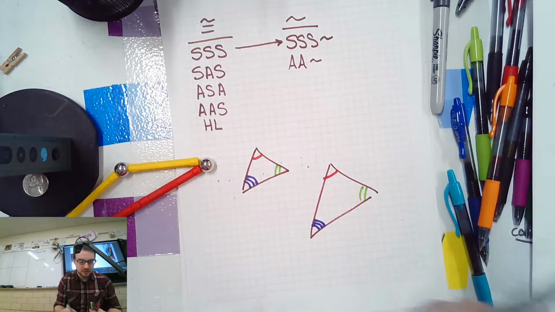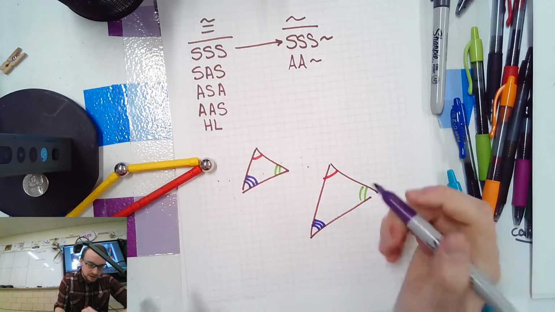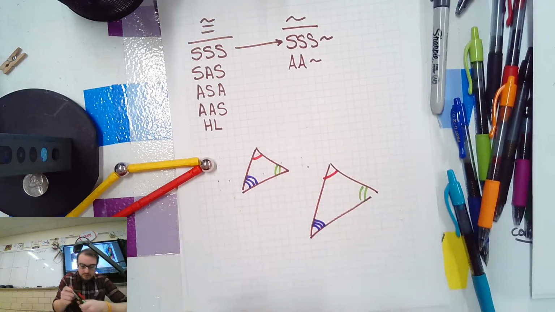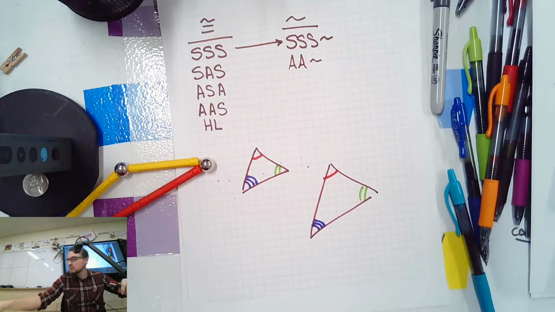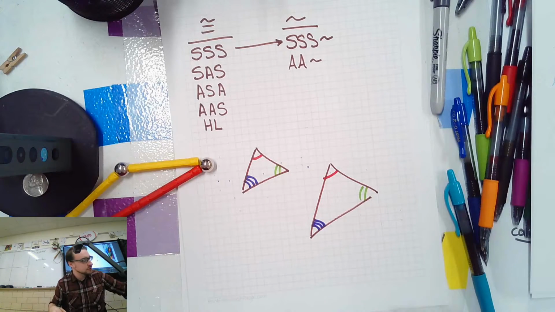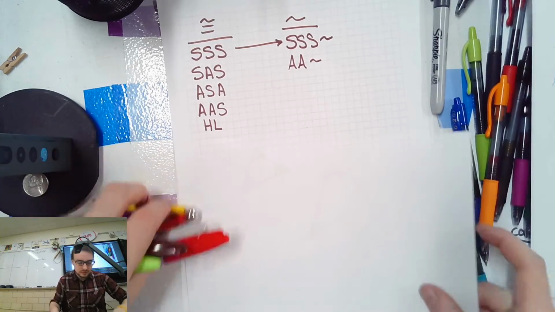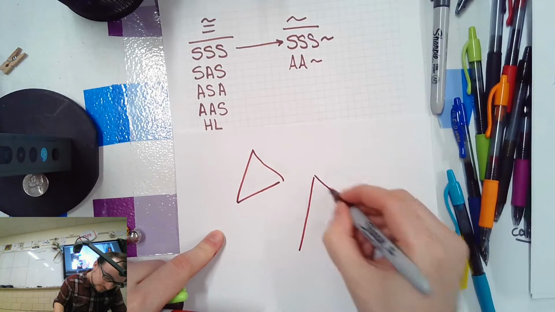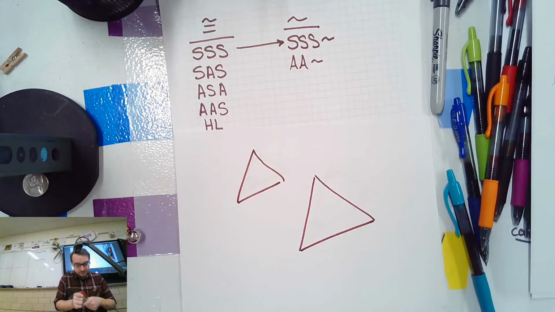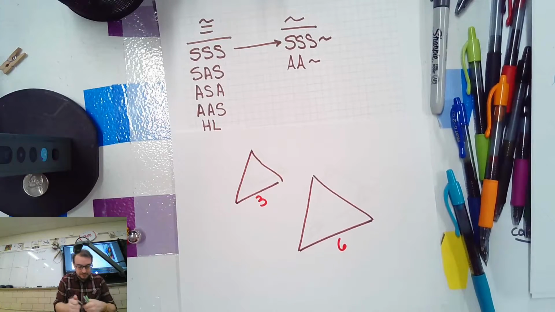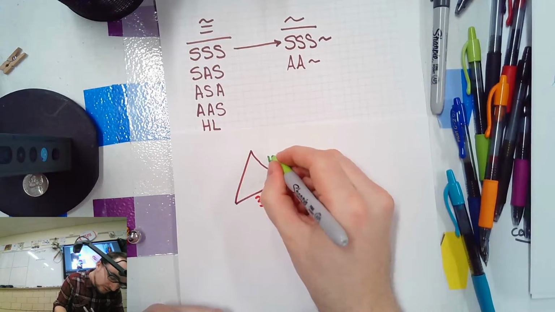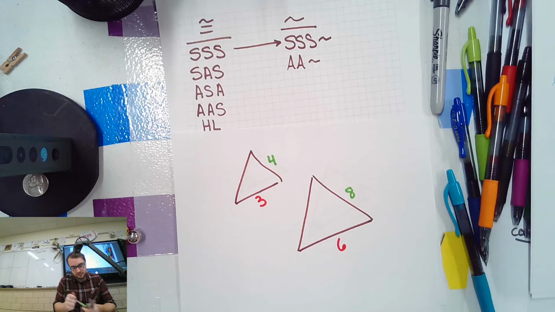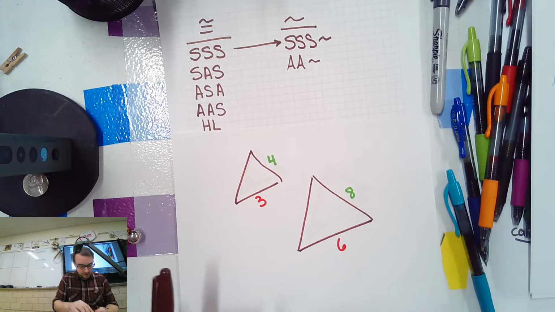Will, if we know two angles are the same but two sides are similar. So if I got something like this. If I've got two triangles that are not congruent, but I know this is 3, and this is 6, and this is 4, and this is 8. And I know these angles match.